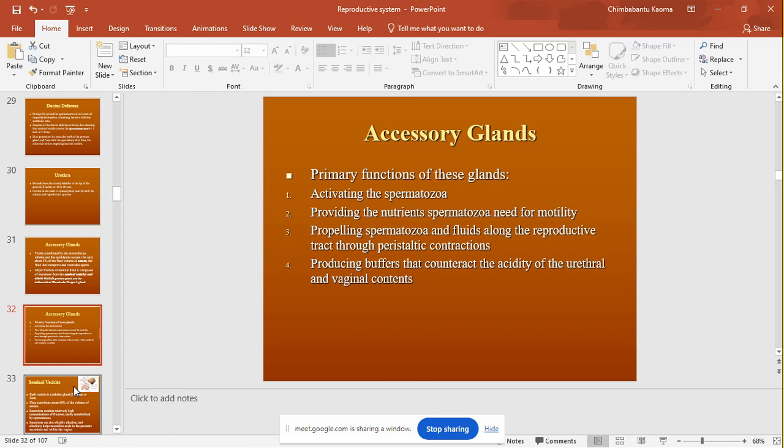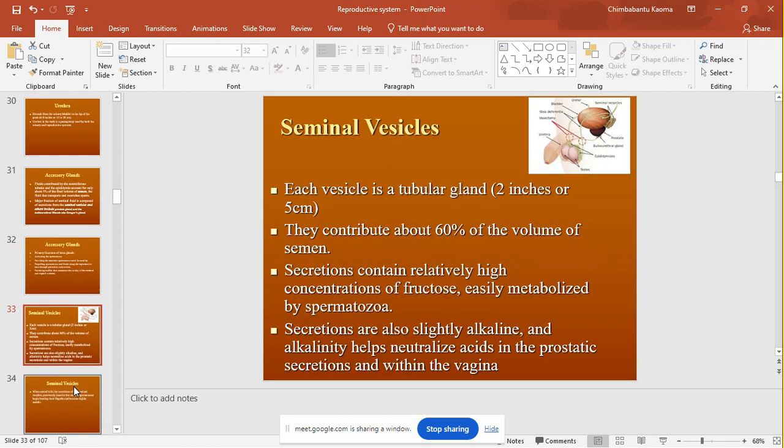It also assists in propelling the spermatozoa along the reproductive tract through peristaltic contraction. They also provide buffers. As you know, the vagina in particular is acidic, and so to counter the acidic secretions of the vagina for the spermatozoa to survive, most of these accessory glands, their fluids are alkaline, except the prostatic gland, as you are going to see later on.